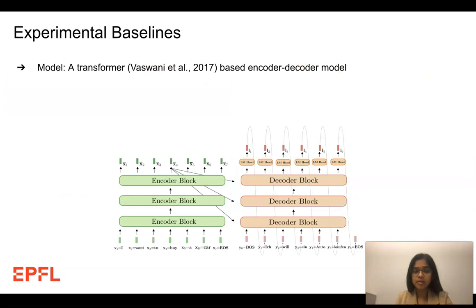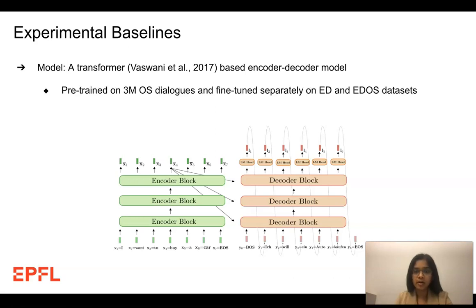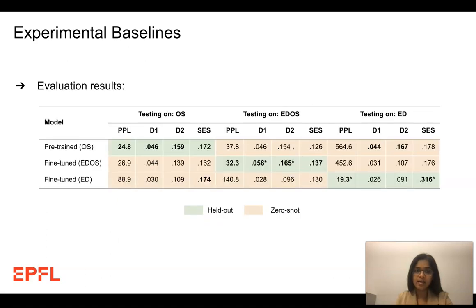Next, to test the performance of our dataset in a downstream task, we trained a transformer-based encoder-decoder model, pre-trained on OS dialogues and fine-tuned separately on EmpatheticDialogues and EDOS datasets, in order to generate empathetic responses given a dialogue context. The models were tested in both held-out and zero-shot test settings. According to the results, it was observed that the model fine-tuned on EDOS achieves much better performance than the other models in terms of diversity.